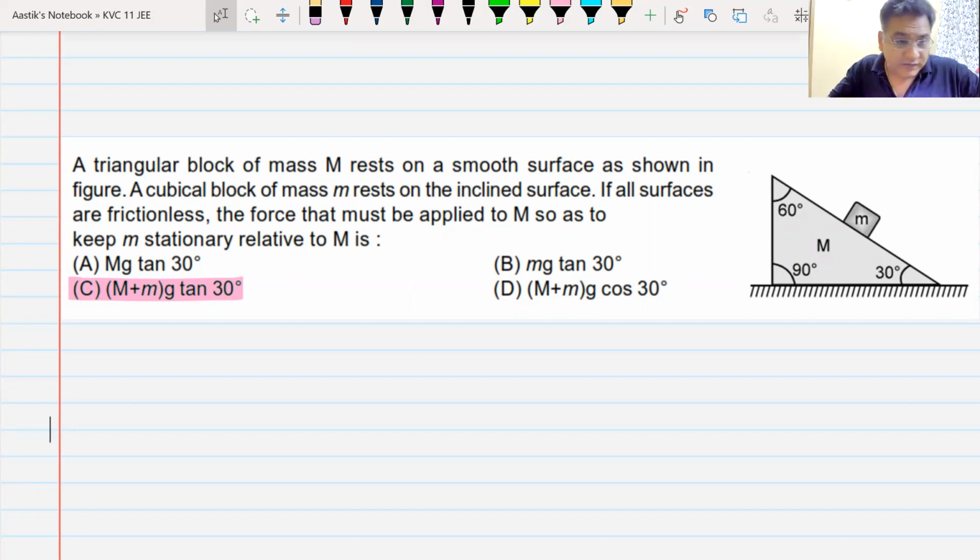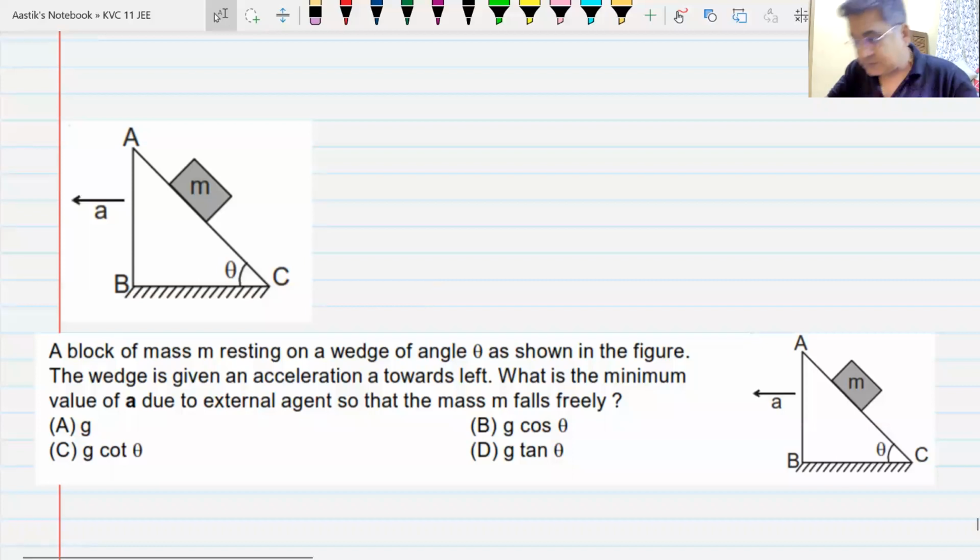There is a cousin brother of this question. In that cousin brother of this question, I move the block in the other direction. I have not said anything else. I move the block in the other direction. In this case, what will happen?